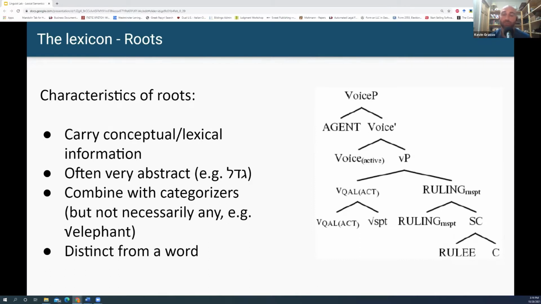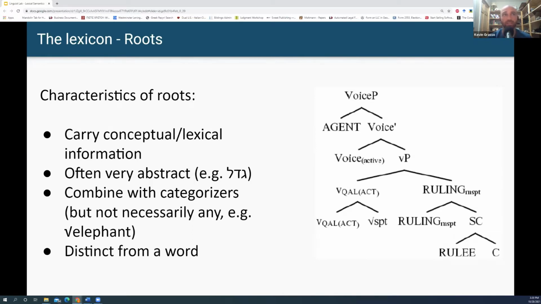So first we have roots. People, especially who do Hebrew, are often introduced to the idea of roots when they look at Hebrew. But everyone that I've heard talk about roots in linguistics would assume that roots are universal. So every language has roots. Okay, and they're manifested in different ways, and they have different properties in different languages.